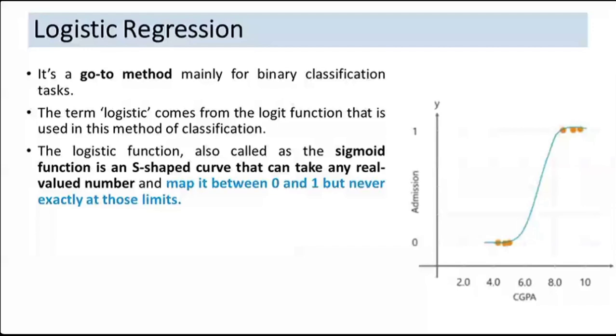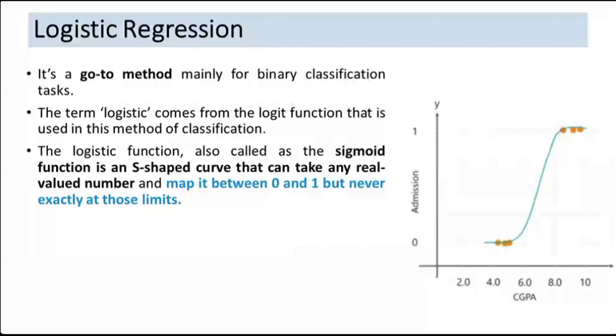Logistic regression is a method used mainly for the binary classification task. The term logistic comes from the logit function, used in classification, because the logic can be 0 or 1, or we can call it true or false. The logistic function, also called the sigmoid function, is an S-shaped curve that can take any real valued number and map it between 0 and 1.